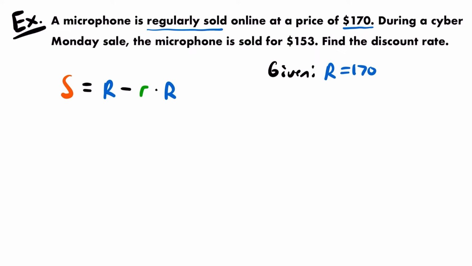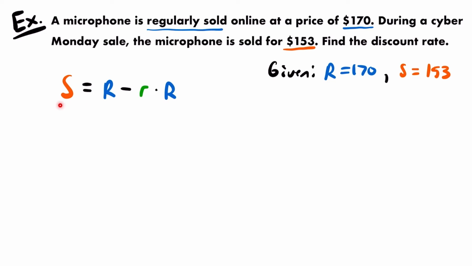And then continuing in the problem, it says during a Cyber Monday sale, the microphone is sold for $153. So that would be the sale price, because that is the price during the sale, after the regular price has been discounted. All right, so the other value we've been given here is that S is equal to 153. That is the sale price. And so what we need to find here is the discount rate, right? What is the actual percent of the discount from the regular price to the sale price?